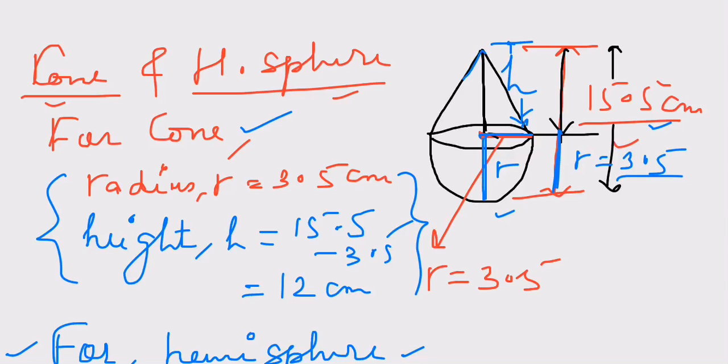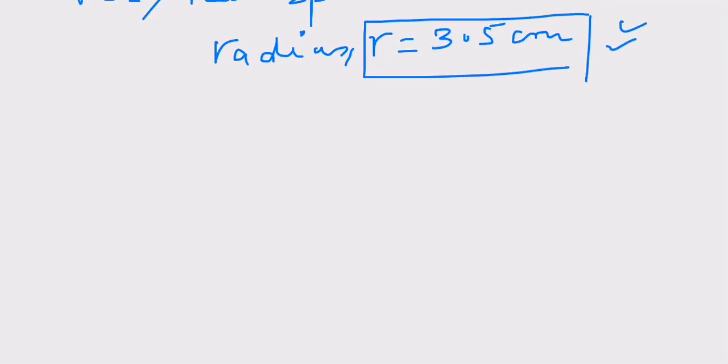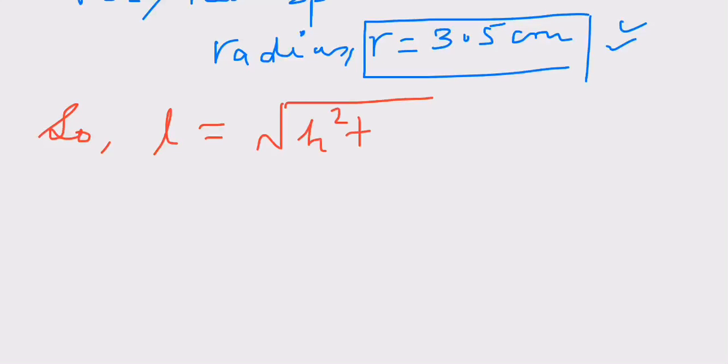We must know this length also, and this length we all know is known as slant height, and this is represented by small l. Now from the figure you can see that small l, this h and this r are related by Pythagoras theorem, that is l square is equal to h square plus r square. So l is equal to the square root of h square plus r square. This is the relationship between l, h and r.